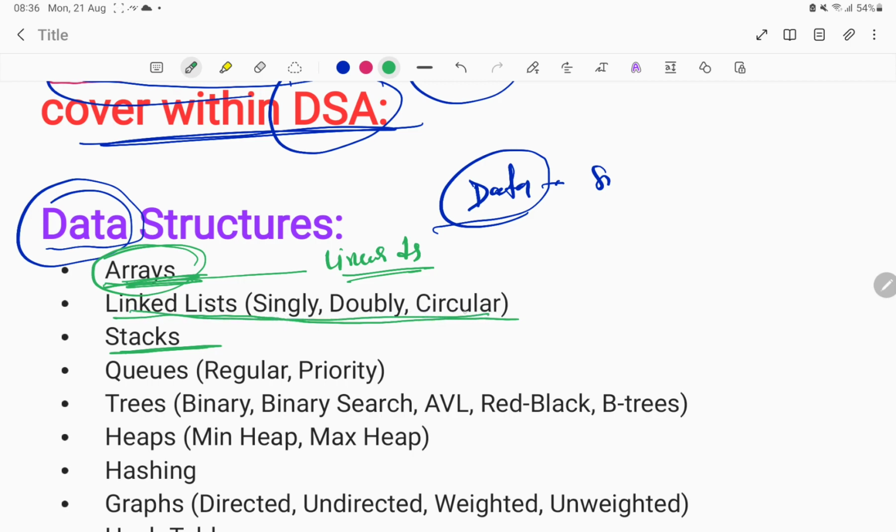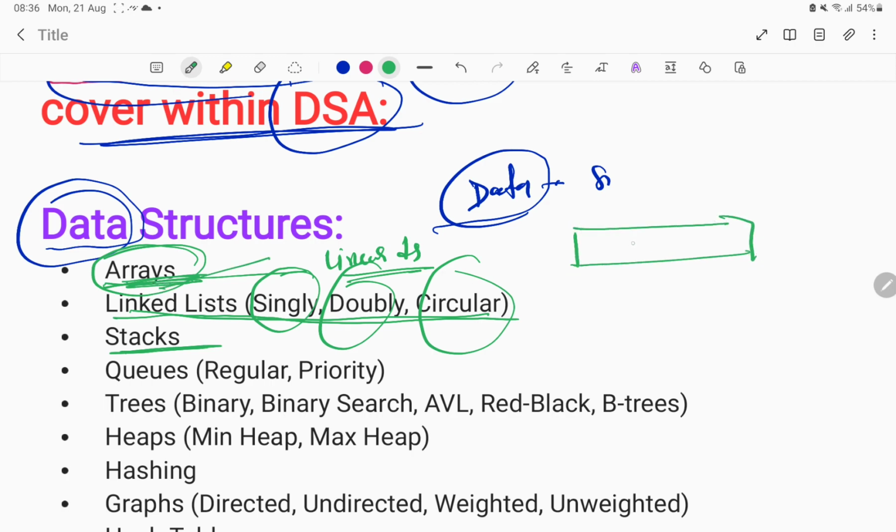Linked list is also most important. In linked list, there are single linked list, double linked list, and circular linked list. And arrays also. So what is an array? An array is a continuous block of memory of the same data types, basically. If you are putting integers here, then in all the boxes there will be integers. If you are putting characters, then all the boxes will be characters only. That means the same data types, and it is contiguous. It is a contiguous block of memory.